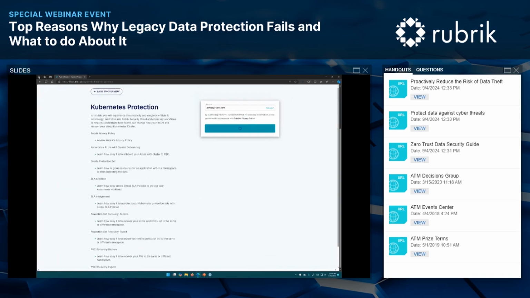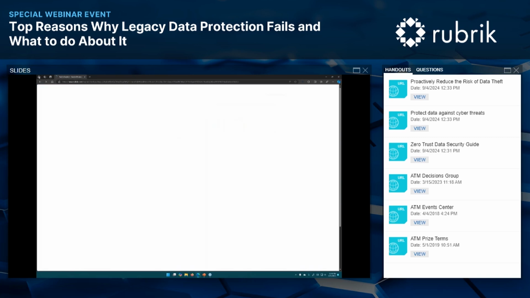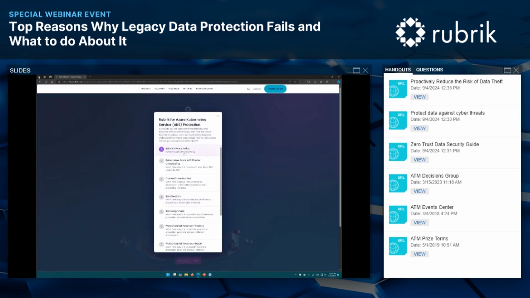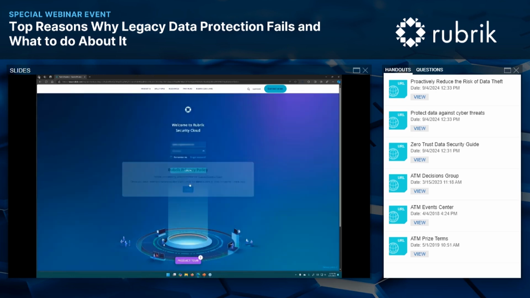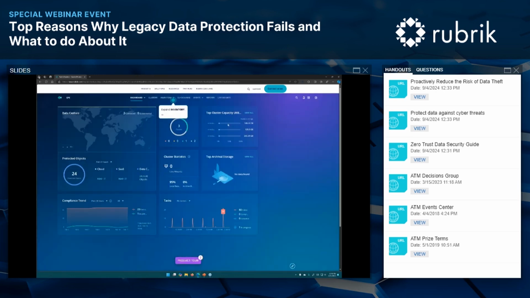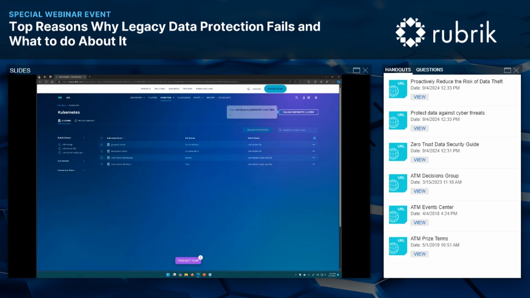Unfortunately, yes, you're going to have to put an email in here, but that's fine. And once you get through to it, you get a guided product tour. So it's going to take you through every single step of the UI, and this is what the UI looks like. I can go to the inventory and I can see, okay, I've got Kubernetes protection.